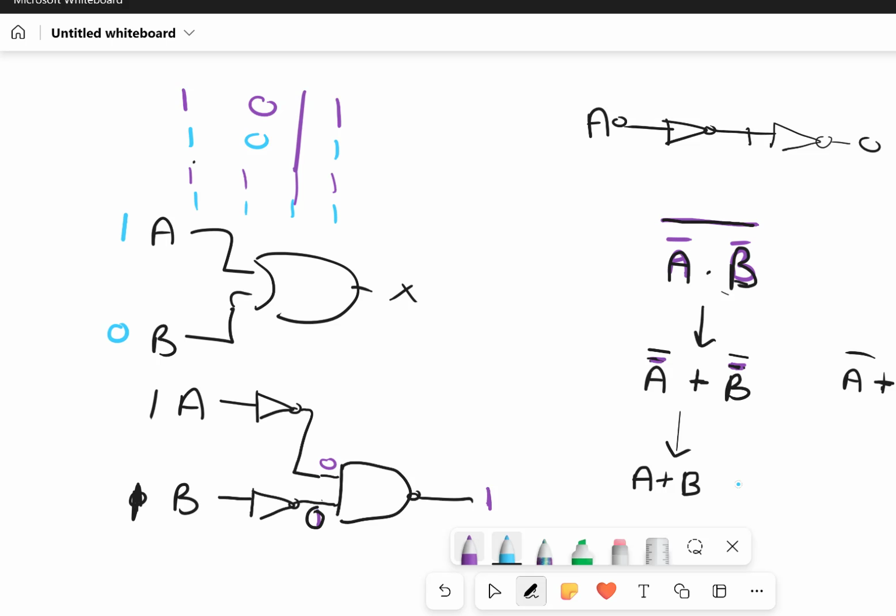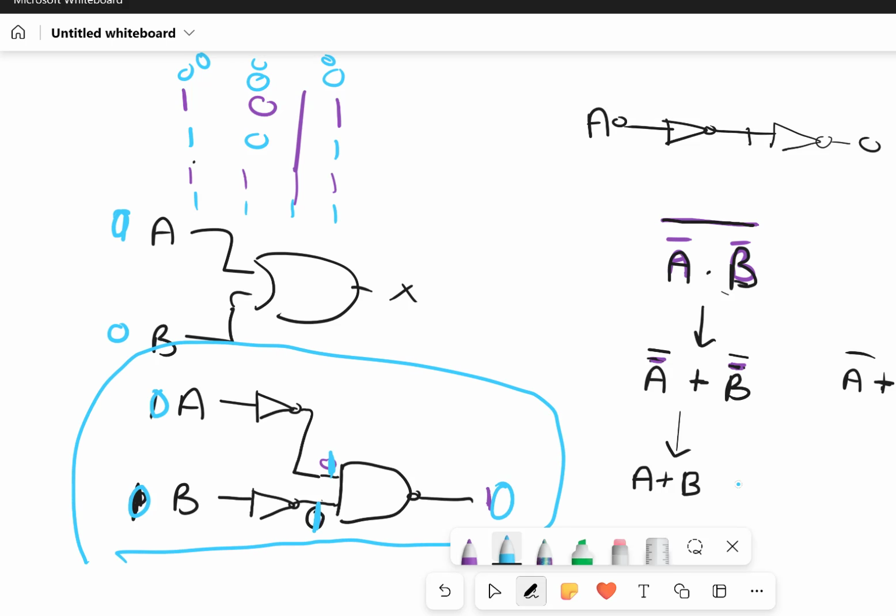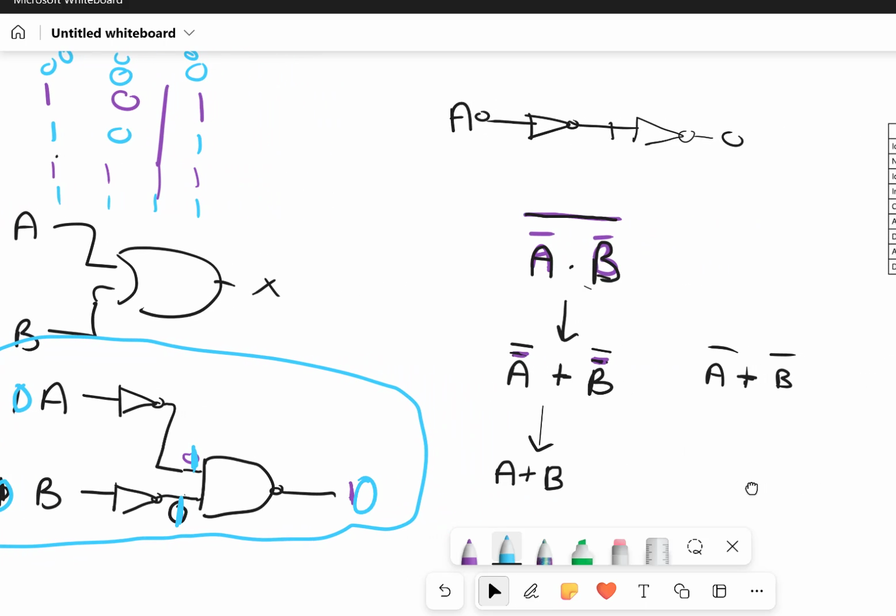So let's try 0, 0. 0, 0 on an OR gate gives you a 0. On this circuit, 0 traces through to here, 1 traces through here, 1 and 1 gives you a 0. So my point being is this circuit, which if you look, it's got quite a few gates, can be simplified into this. The way we did that is we used De Morgan's law.